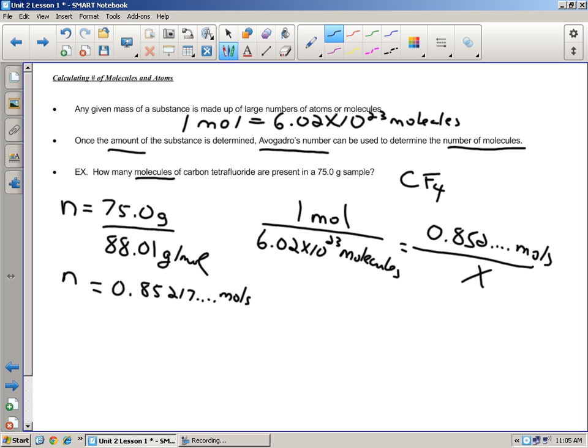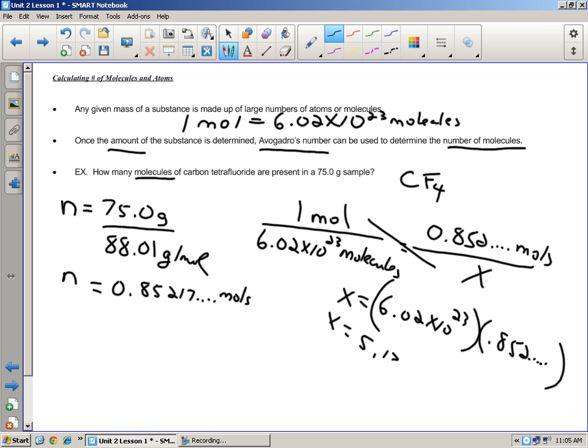Well, how do you solve for that? It's up to you. Like I said, I'm big on cross multiplying. 1 times x is x, and 6.02 times 10 to the 23 times 0.852, et cetera. That number is still in my calculator, so I'm just going to multiply that by 6.02 times 10 to the 23, and I get 5.13 times 10 to the 23 molecules.